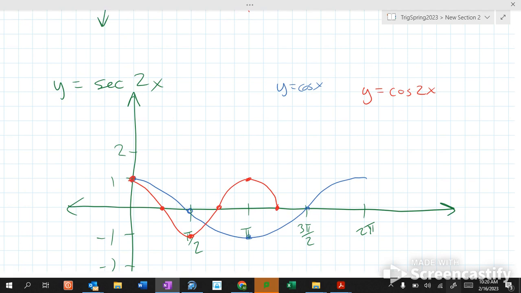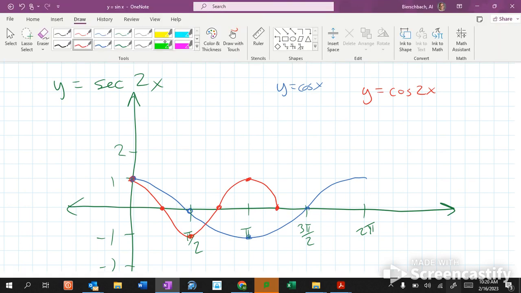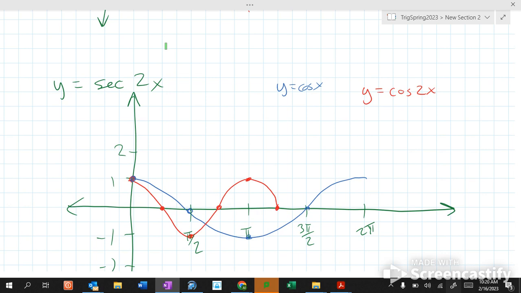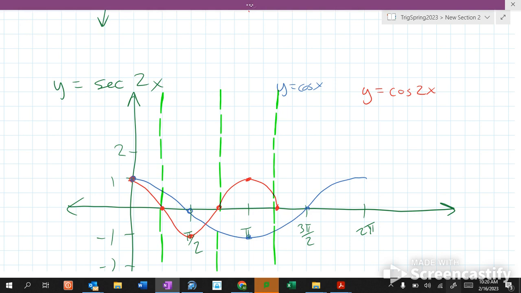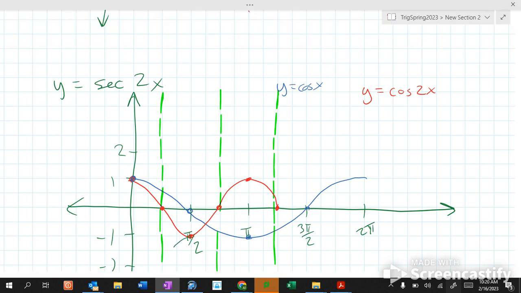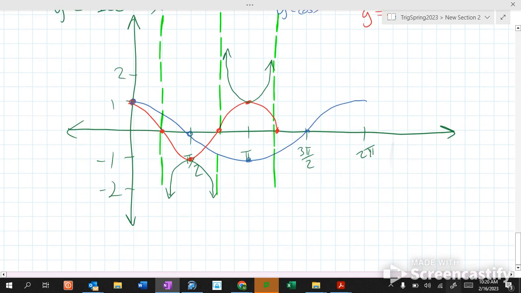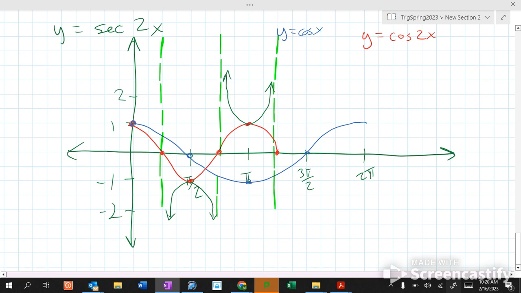So then, where do my asymptotes go? Well, they go at pi over 4 right here, 3 pi over 4, 5 pi over 4. And then I make my parabola down and my parabola up. Okay? So you can handle that, right?